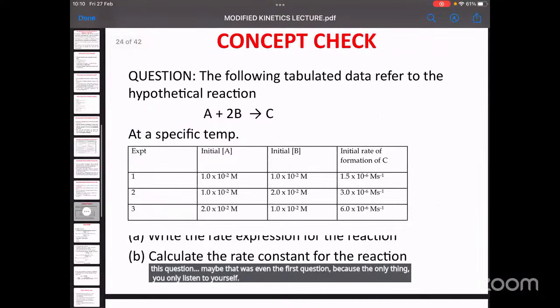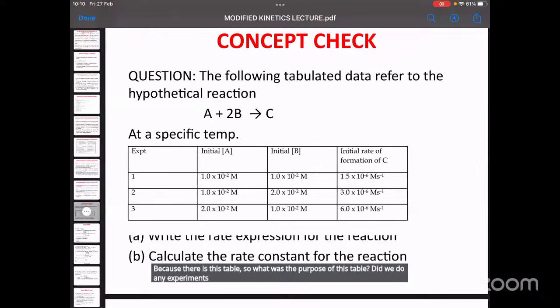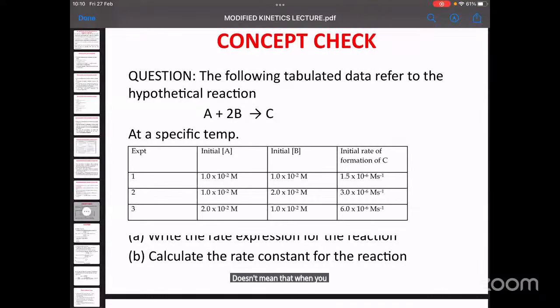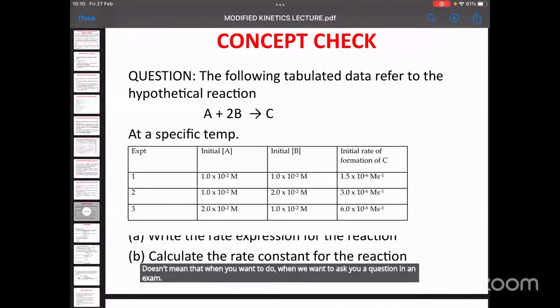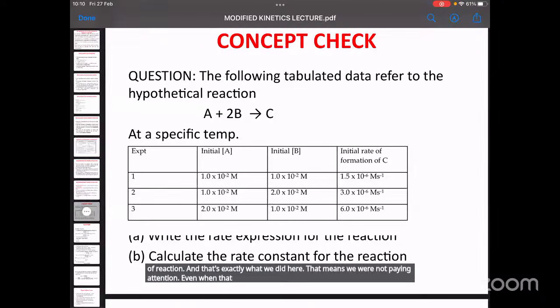Because there is this table. What was the purpose of this table? Did we do any experiment here? When he asked, I also told him that the fact that we said it could only be done experimentally doesn't mean that when we ask you a question in an exam, we won't give you all those things you get from experiment. All these values are what you get from experiment. I can give you all those values you get from experiment and ask you to calculate order of reaction. That's exactly what we did here. That means you were not paying attention, even when that question was asked. That is why when somebody is asking a question, you listen, because it might be one of those things you are also still curious about.